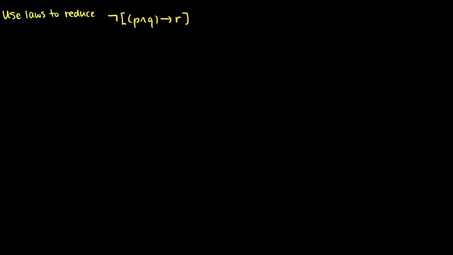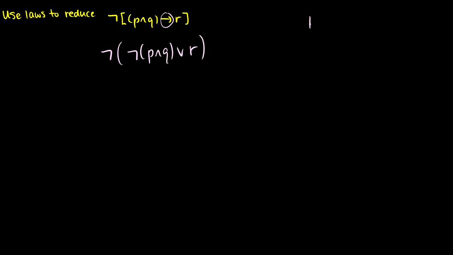In this video, we'll do some reduction with laws. So, the first question, we want to use laws to reduce not P and Q arrow R. So the first thing we'll do is we'll use the definition of the conditional to change P and Q arrow R into not P and Q or R.